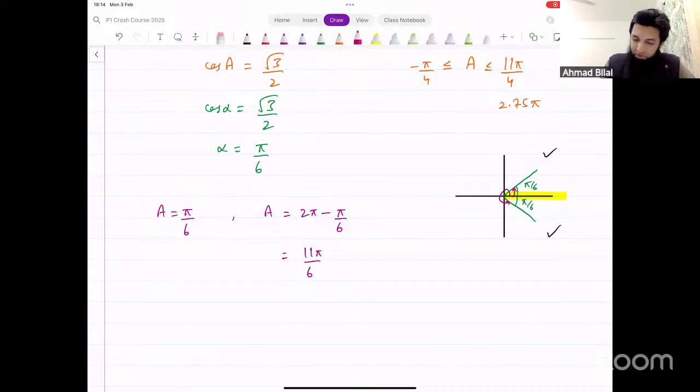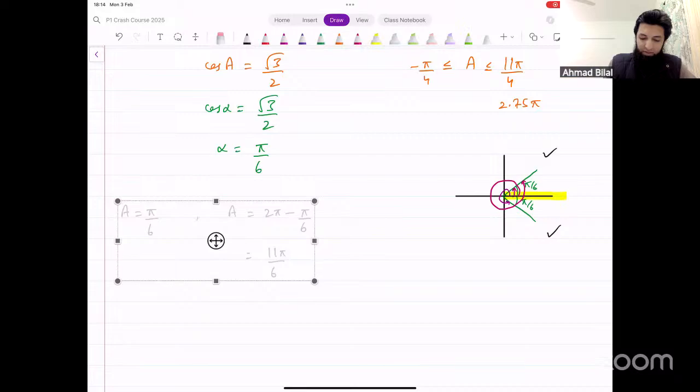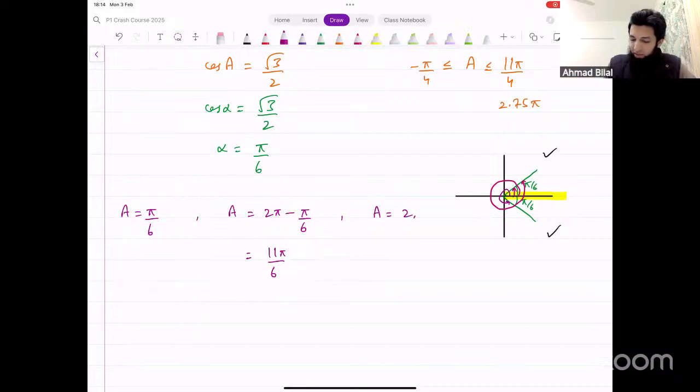Let's go one full circle and come back again. So we can go like this and then come back to this point. That's another possible value of A that we have. Let's write that down as well. What would that be? One full circle is 2 pi plus pi over 6. That's another possible value of A that we have.